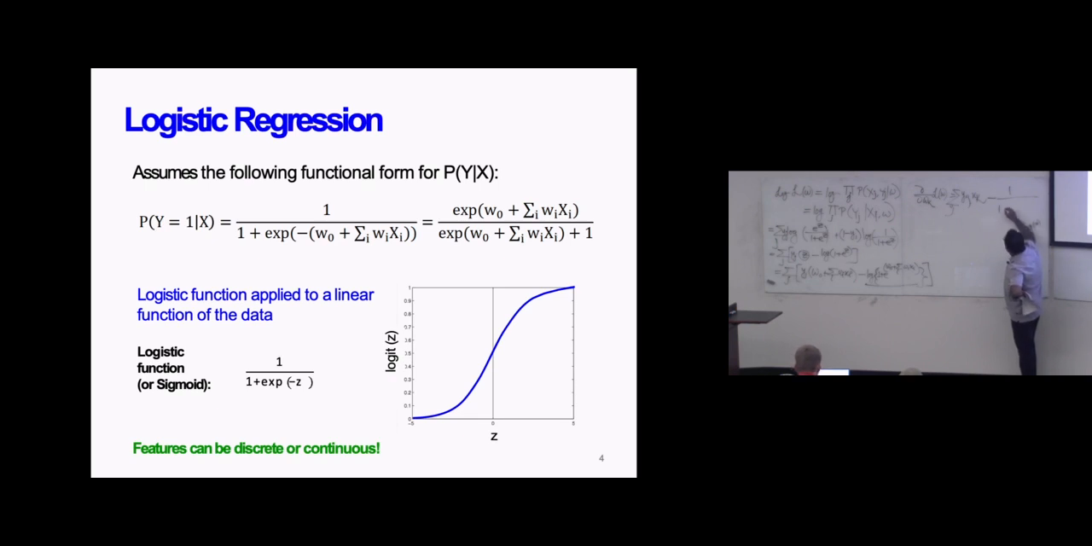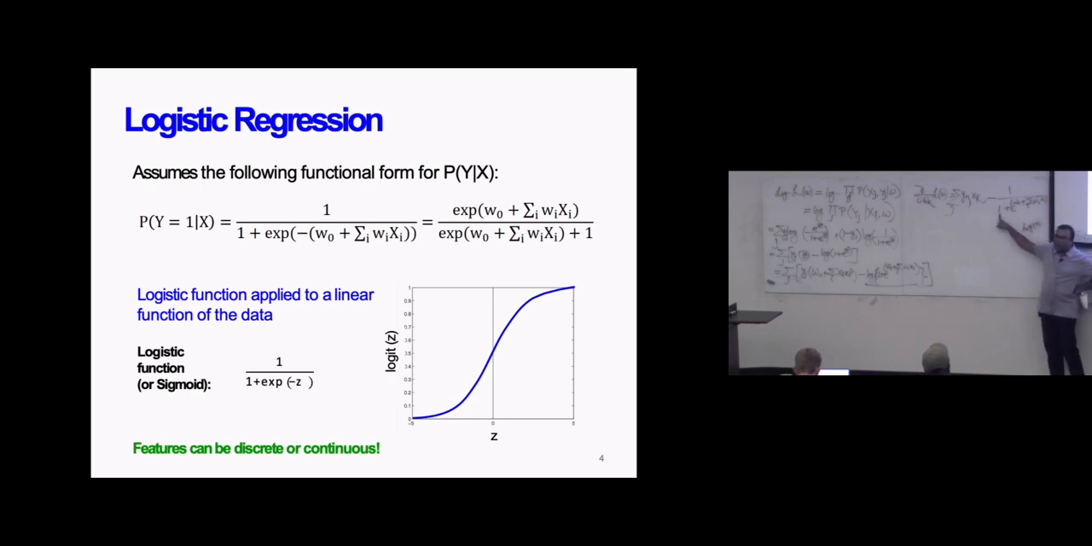1 plus e to the power w naught plus summation over i of wi xi, right? Is that it? Do we need to do anything else? The inner function, the chain rule, right? In a derivative, if you have a function of a function, then after applying this, you need to apply the chain rule to find the actual derivative. So this is a complex function, so we also need to take a derivative of e to the power that, right? What is the derivative of this function?